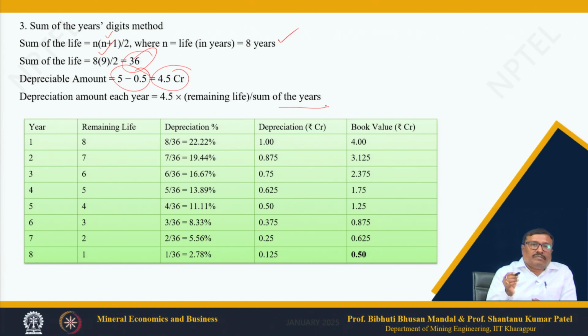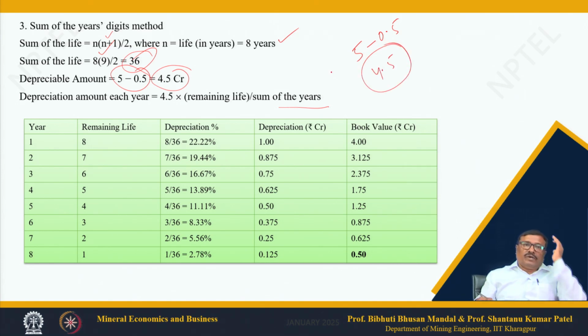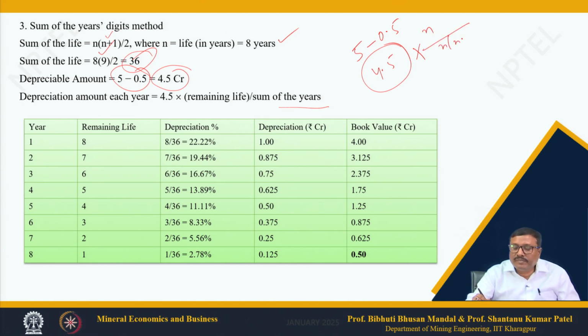So, the cost of the machine, for example, is 5 minus 0.5. So, the depreciable amount is 4.5 crores. This we have to depreciate in the book of accounts. What we do is, every year we use a factor where n is the remaining life. In the sum of the years digit method, we just use this formula and go on getting the depreciation amount.